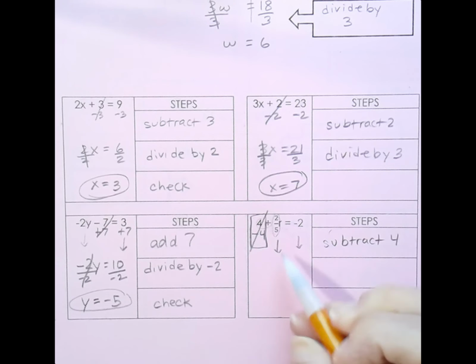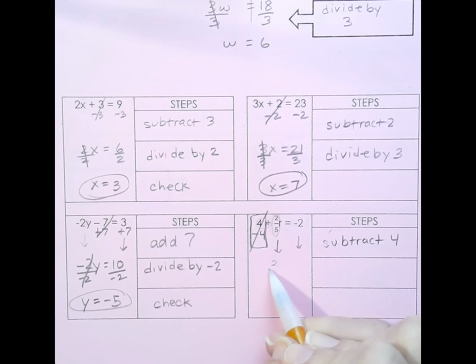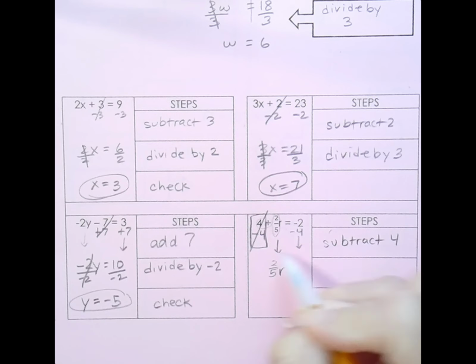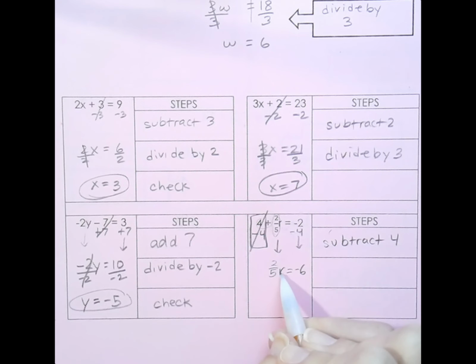Bring everything down so we can do our second step. We have 2/5 r equals, oops, I forgot to subtract 4 from both sides. Negative 2 minus 4 is negative 6. And then since this r is multiplied by 2/5, if you have a calculator, it may be just as easy to divide both sides by 2/5. 2/5 divided by 2/5 is 1r, so we have r.